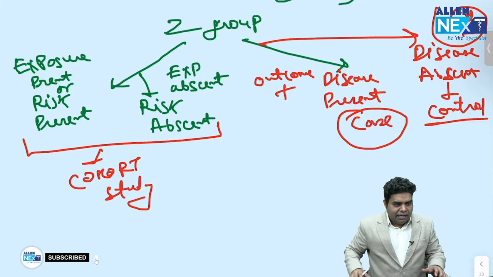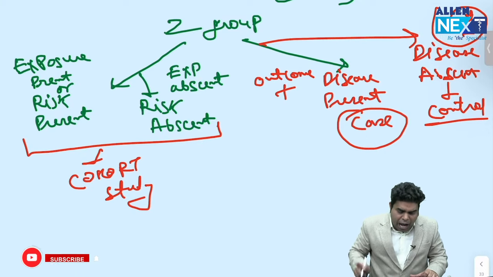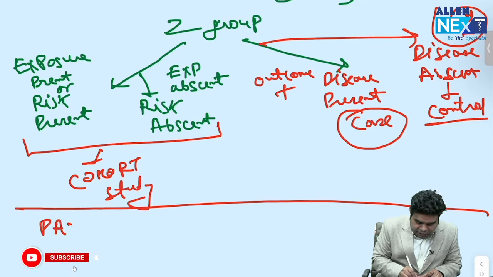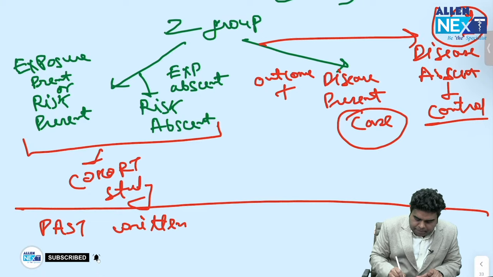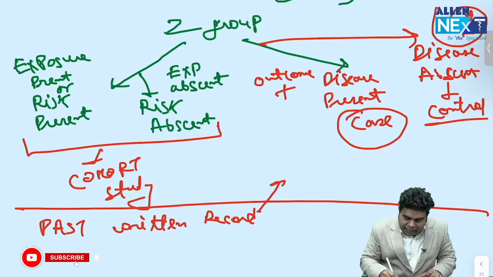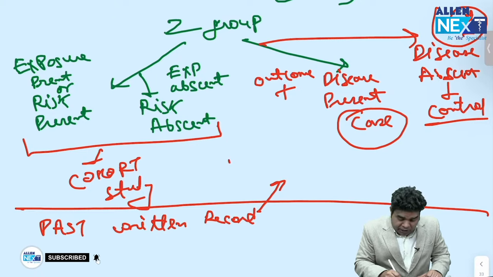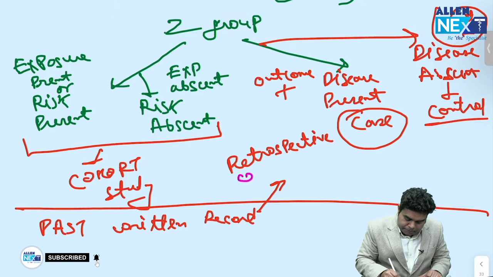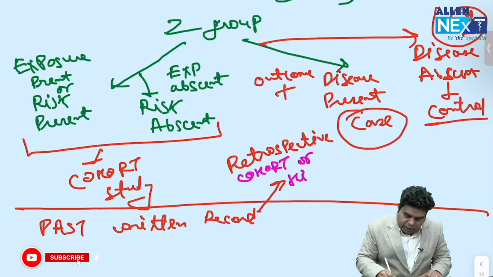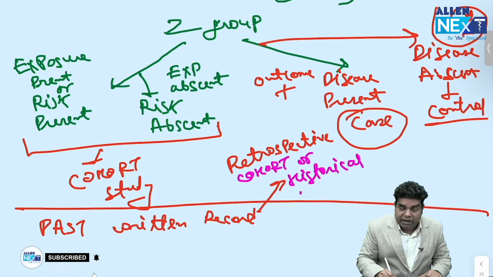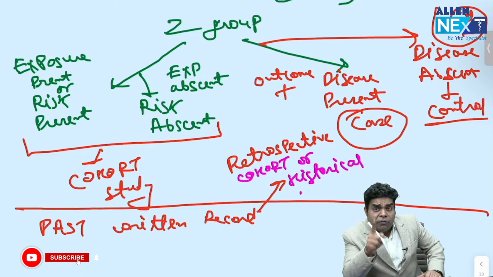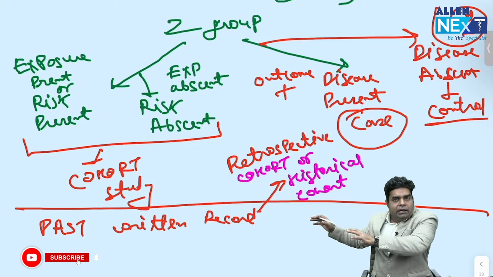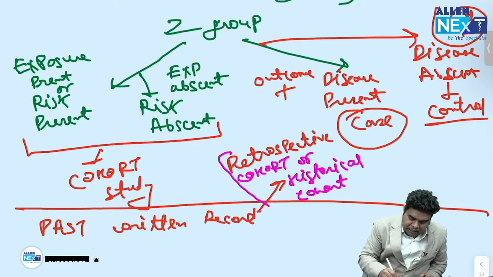The main confusion is in this part: cohort, case control, cross-sectional, ecological. Now, in a cohort, if the question says a past written record is present, that indicates two types of study: retrospective cohort or historical cohort. In these we are just using past written records. We are not taking personal history. In case control, we take personal history; here we are not. We are just using what is already written somewhere, so that becomes retrospective or historical.